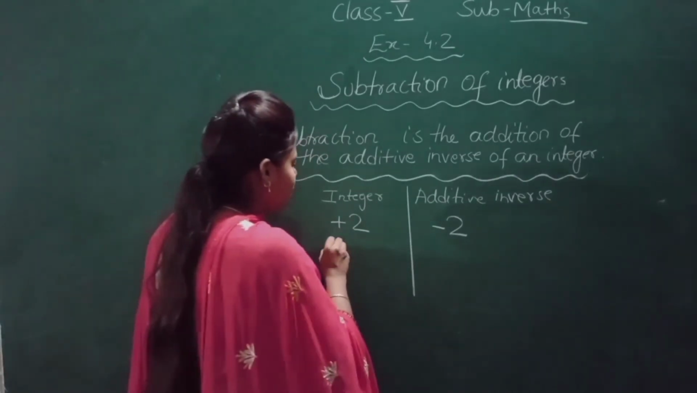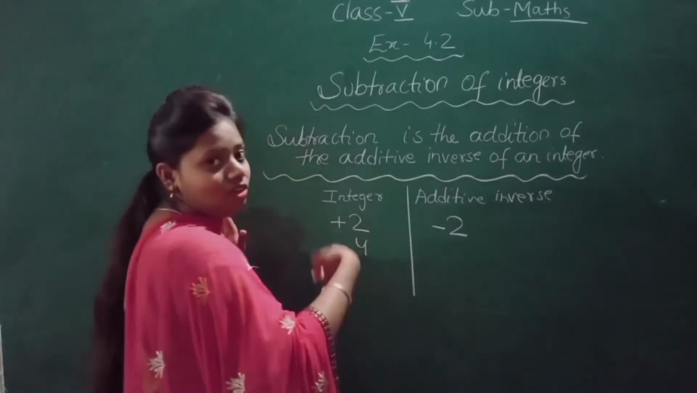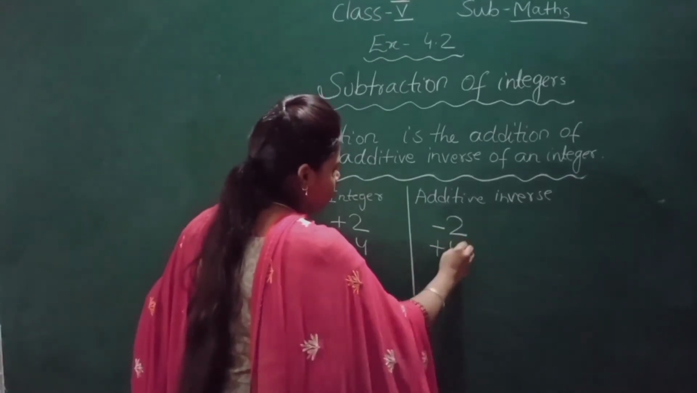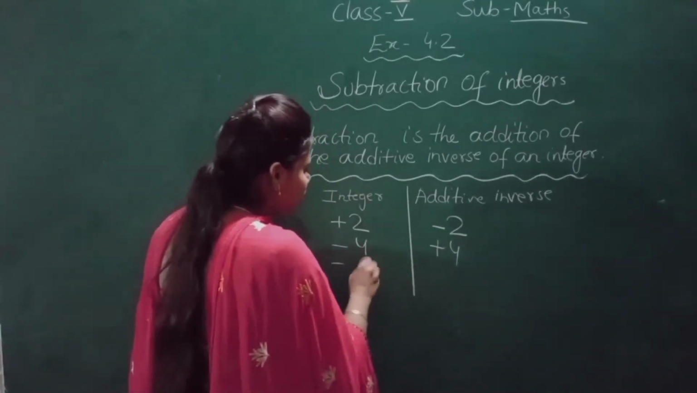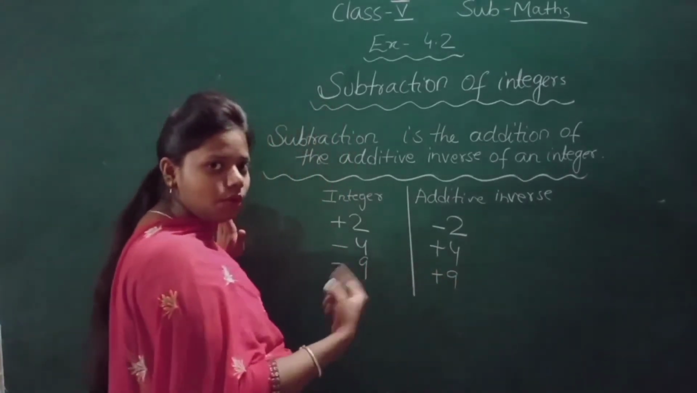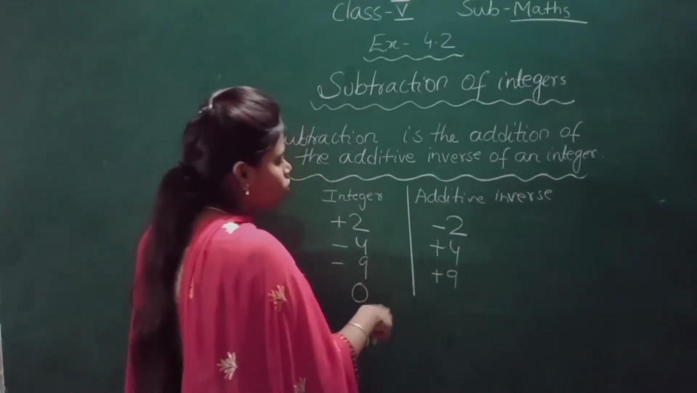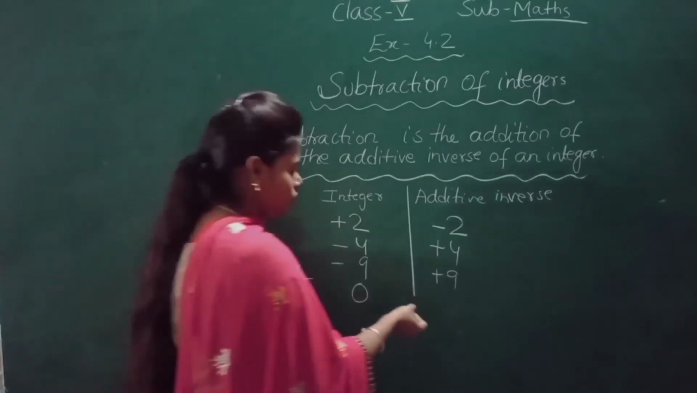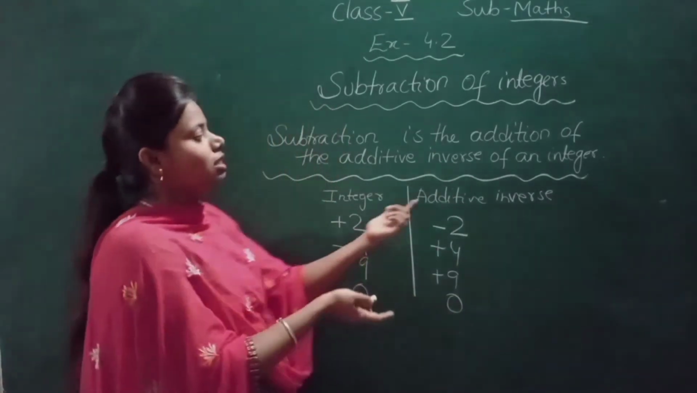If I am writing here minus 4, the additive inverse will be what? Plus 4. If I am writing here minus 9, the additive inverse will be what? Plus 9. And if I am writing 0, the additive inverse of 0 will be what? 0. So I hope you have understood this additive inverse.